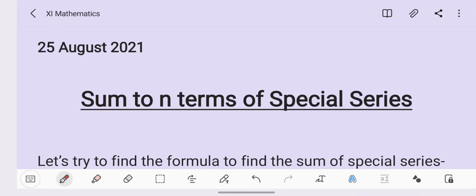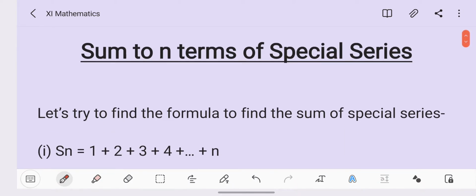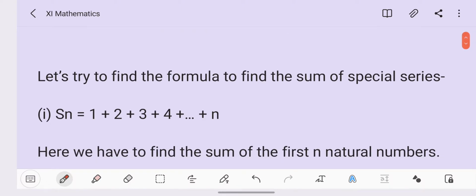Good morning, students. Today we shall learn a new topic from sequences and series, that is sum to n terms of a special series. Let us try to find the formula to find the sum of a special series. The first one is Sn, which is given as 1 plus 2 plus 3 plus 4 till the nth term. As you know, this particular series is the series of n natural numbers, and we need to find the sum of this series.